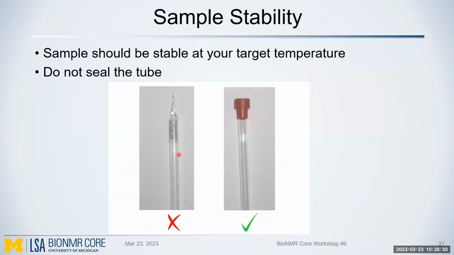And next, we also want to think about sample stability. Once your sample is put into the NMR tube, you want to make sure that your sample is stable at your target temperature. Also, we don't want to seal the tube. If the tube is sealed, that may result in an explosion. So you just need to use a regular cap to cover the top of your NMR tube, then you are good to go.